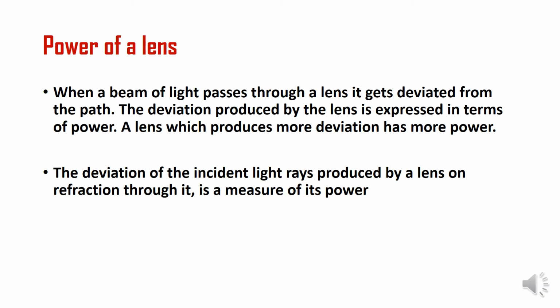Hello students, today we are continuing with the chapter Refraction through a lens. But today we are going to discuss a new topic, that is power of lens. When a beam of light passes through a lens, it gets deviated from the path. The deviation produced by the lens is expressed in terms of power.